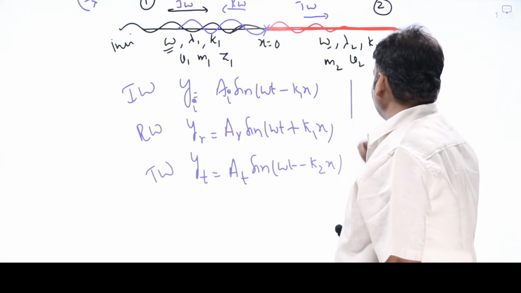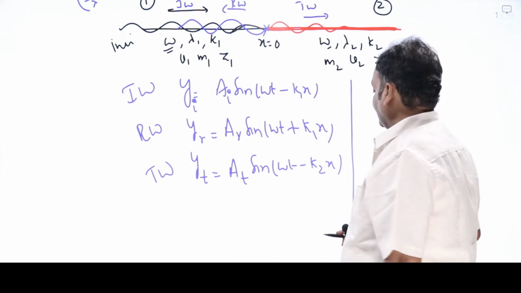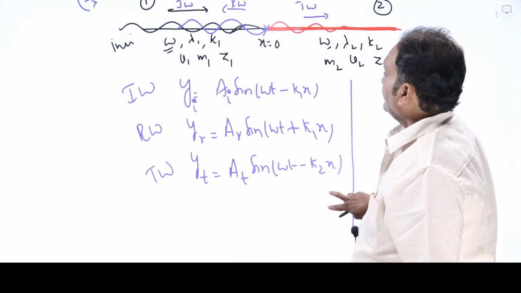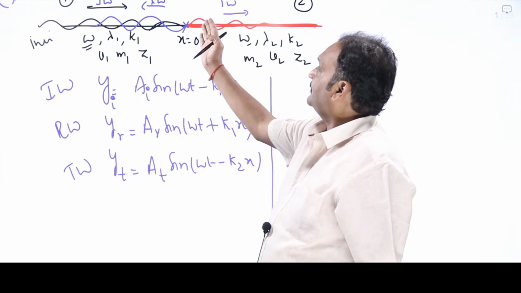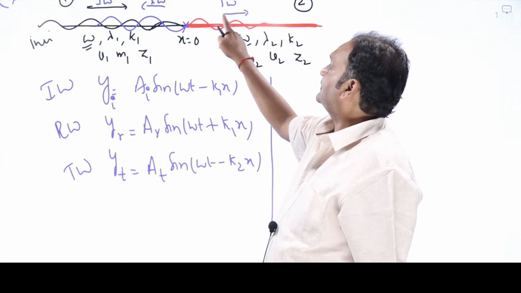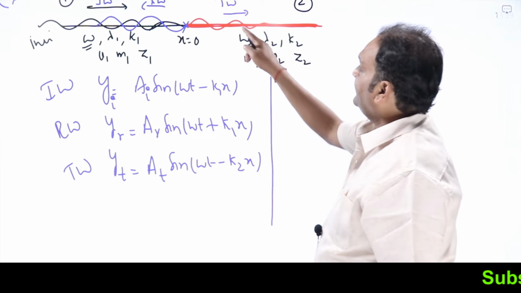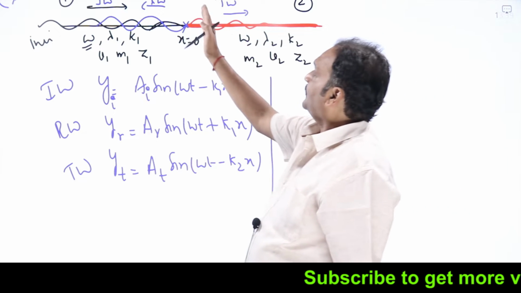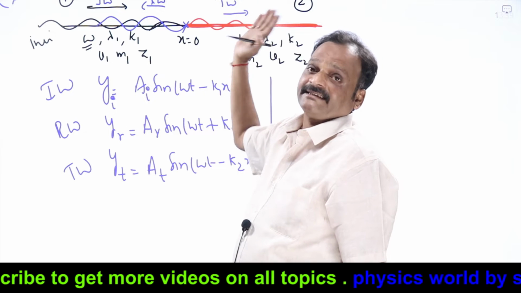What are the boundary conditions? It is like this. The resultant displacement due to the waves present on the left side of the junction must be equal to the resultant displacement of all the waves on the right side of the junction. Means at the junction, total displacement due to the left side waves must be equal to total displacement due to the right side waves.